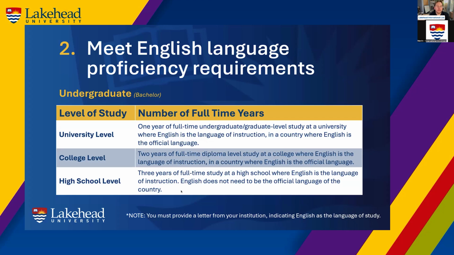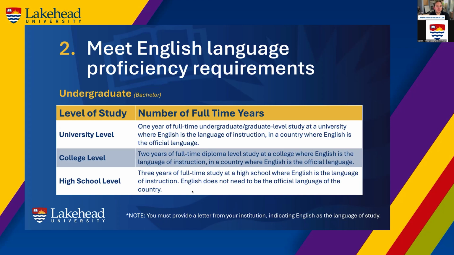For high school students, this is a more popular option. If you are joining us right out of high school, as long as your most recent 3 years of full-time study at a high school were in English, English does not need to be the official language of that country. Of course, we recognize that there are international schools around the entire world that have high school level studies delivered in English, but of course the country they're located in are not, and that's fine with us. We know that you will be successful in terms of the English language demands here at a Canadian institution.